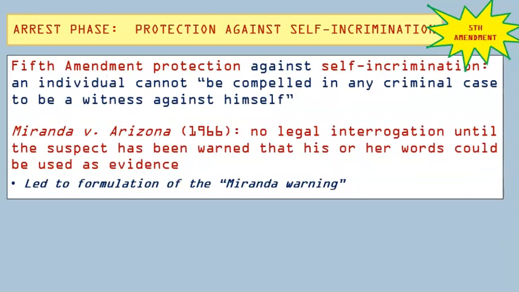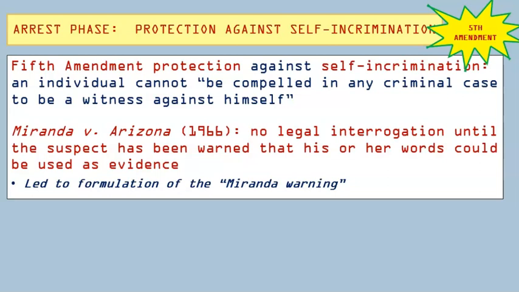Okay, so these are some of the cases that I spoke about earlier. This is the arrest phase. Okay, so with regard to the arrest phase, you are getting protection from yourself. You don't want to run your mouth and give yourself up. So it's basically trying to help you keep your yapper shut.